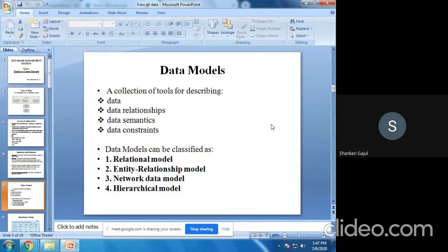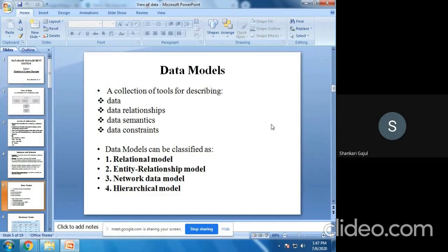Data models. So from the DBMS, two concepts remain. What do we mean by data models and the overall structure of the data models? We will start with the data models. Basically, data models are related to the overall structure of the database.